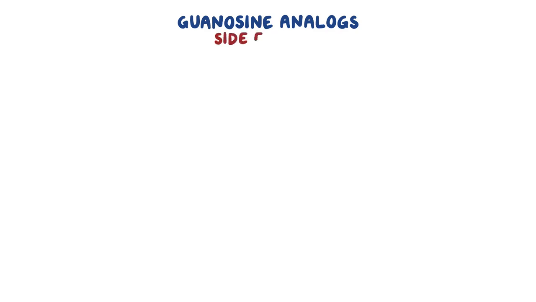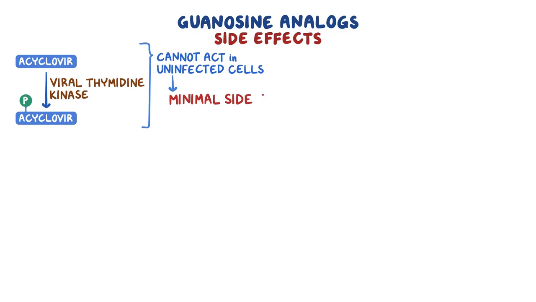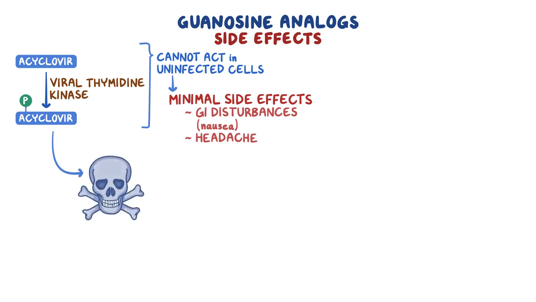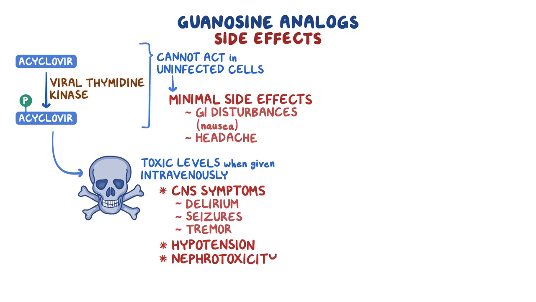Alright, now let's move on to side effects. Acyclovir needs the viral thymidine kinase in order to become active, and so it cannot act in uninfected cells. That explains why it causes only minimal side effects, which typically include gastrointestinal disturbances like nausea and headache. Now, if acyclovir rises to toxic levels when given intravenously, it can cause symptoms from the central nervous system, including delirium, seizures and tremor, hypotension, and nephrotoxicity. Moving on to ganciclovir.